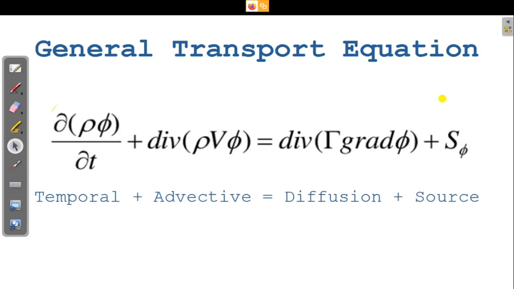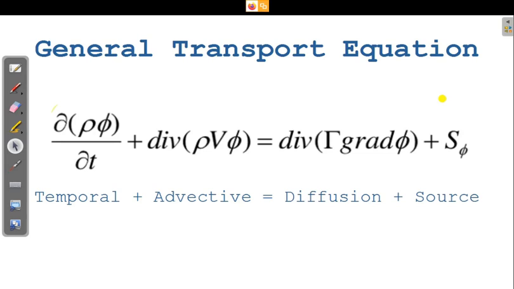If you see this general transport equation, it is a very simple partial differential equation. If you understand this one equation, you will be able to understand all the governing equations in fluid flow, and you will be able to come up with your own equation for your new physics also. This equation has 4 terms. The first one is the temporal term, wherein you find the rate of change of the property phi inside a particular volume. That is the control volume which we consider.